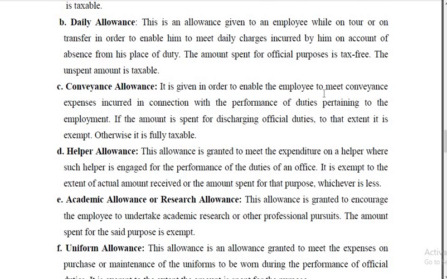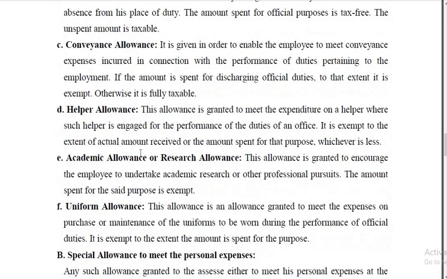Conveyance allowance. That's nothing but transport allowance. It's given in order to enable the employee to meet conveyance expenses incurred in connection with performance of his duties pertaining to the employment. In connection with employment, he may have to travel. And the conveyance expenses spent for discharging official duties, to that extent it is exempt. Otherwise, it is fully taxable.